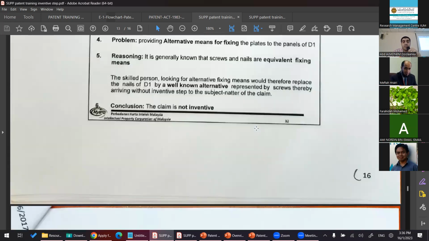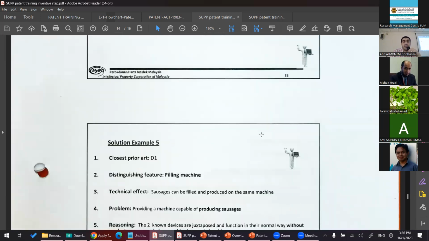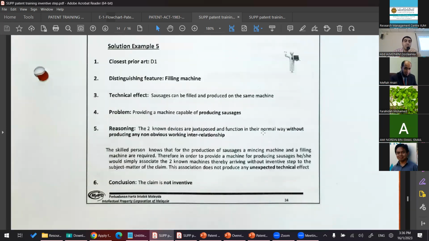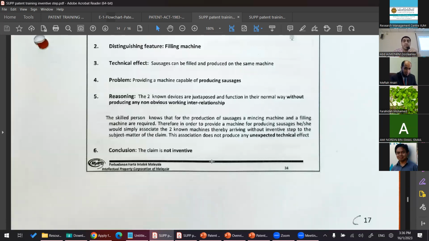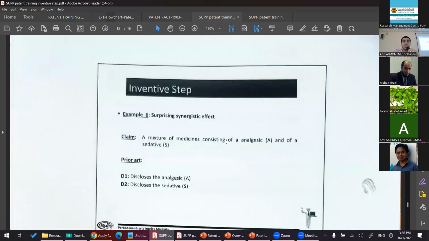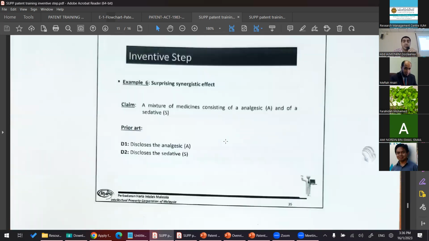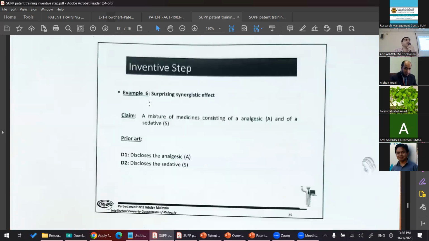Okay, I think this one is also the same, but they are more on the engineering part, because all of the examples they give are more engineering. Okay, but this one is important. This one is for medical and especially for pharmaceutical.